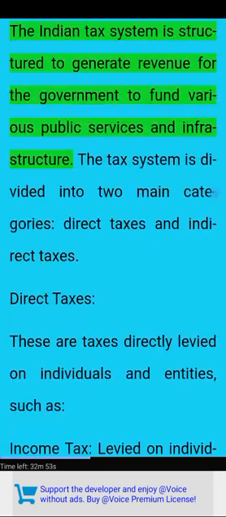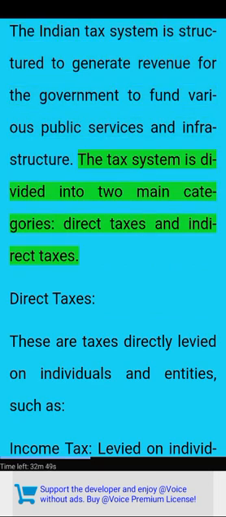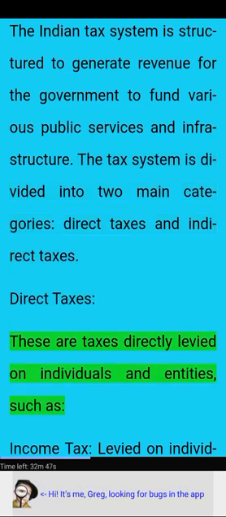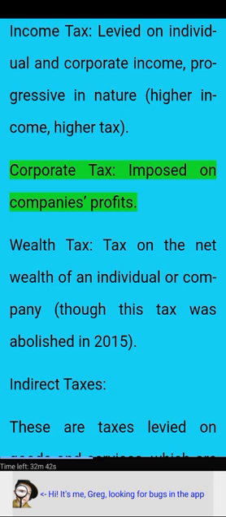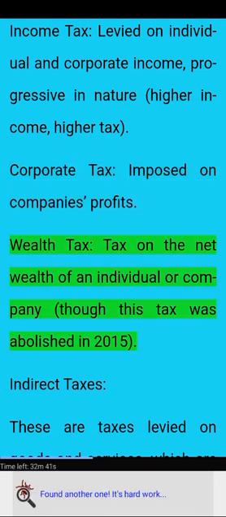3. Indian tax system. The Indian tax system is structured to generate revenue for the government to fund various public services and infrastructure. The tax system is divided into two main categories: direct taxes and indirect taxes. Direct taxes. These are taxes directly levied on individuals and entities, such as income tax, levied on individual and corporate income, progressive in nature, higher income, higher tax. Corporate tax, imposed on companies' profits. Wealth tax, tax on the net wealth of an individual or company, though this tax was abolished in 2015.